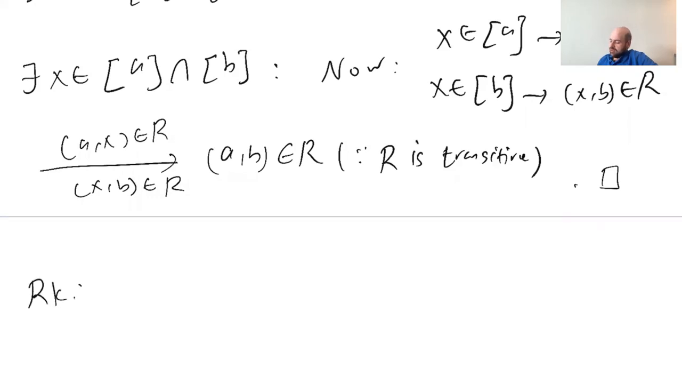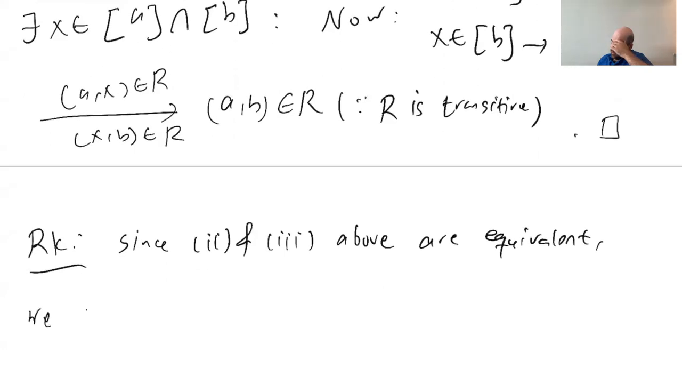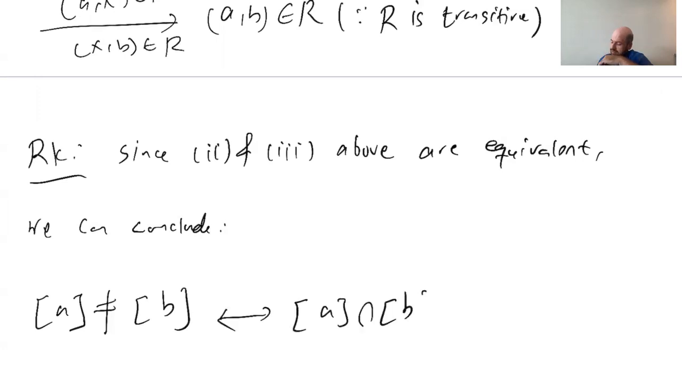So one remark is that since 2 and 3 above are equivalent, we can conclude that equivalence class of A is different than equivalence class of B if and only if the intersection of them is the empty set.